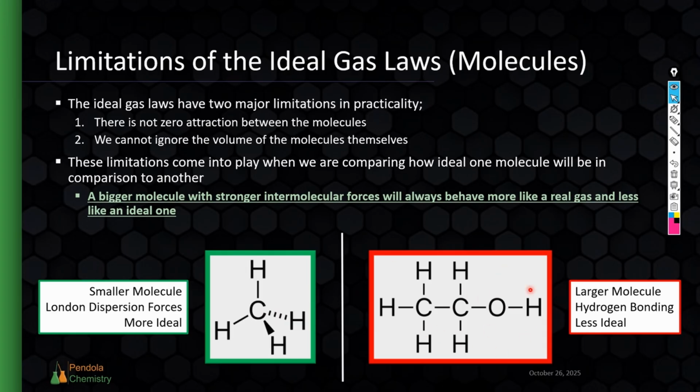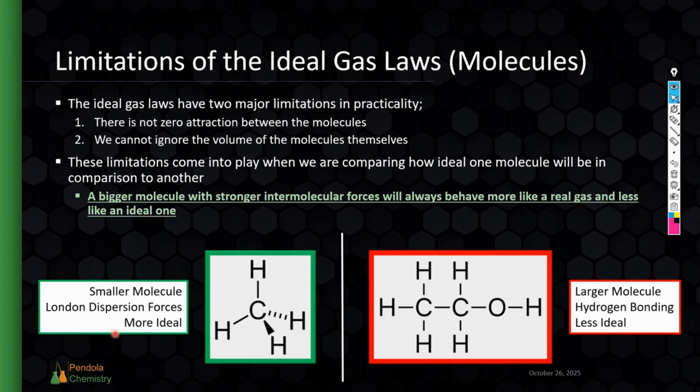In this case, ethanol having hydrogen bonding versus the London dispersion of methane makes ethanol less ideal or more real because it has stronger attraction forces. They're not zero like the ideal gas law presumes. Now again, the ones of methane are not zero either, but they are weaker than the ones for ethanol.